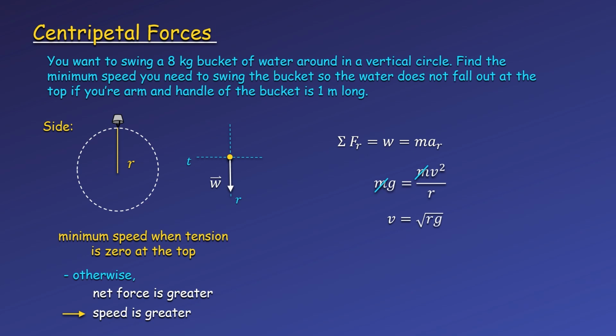This also makes sense because if we were to apply more force at the top, it would be as if we were trying to pull the bucket inward, making a smaller circle, causing it to go faster. Plugging in a radius of 1 meter, we find the minimum speed is 3.13 meters per second.